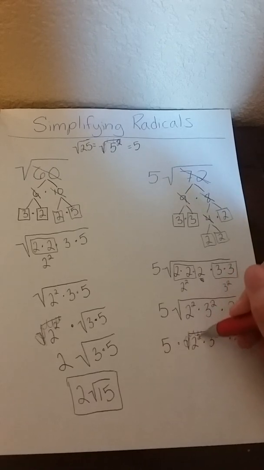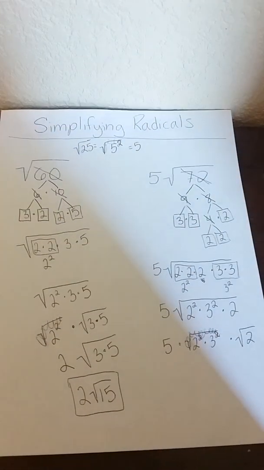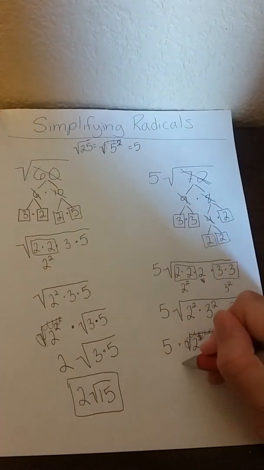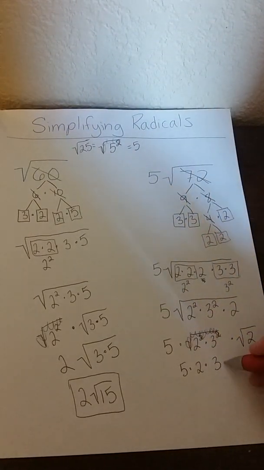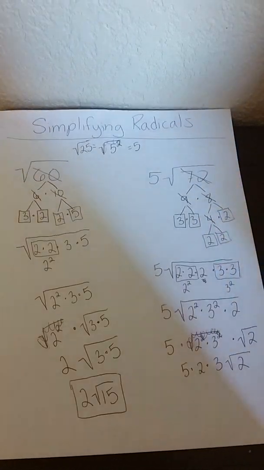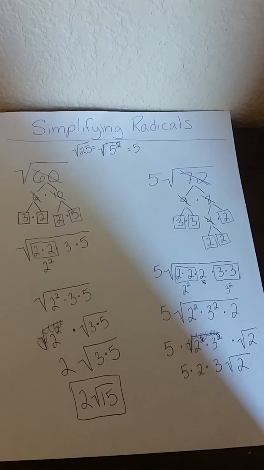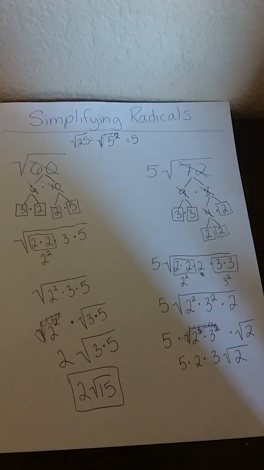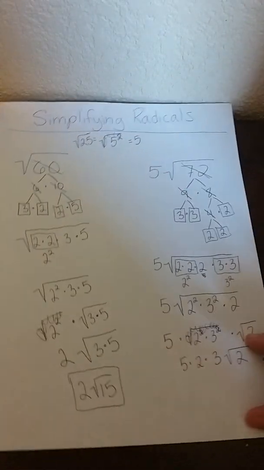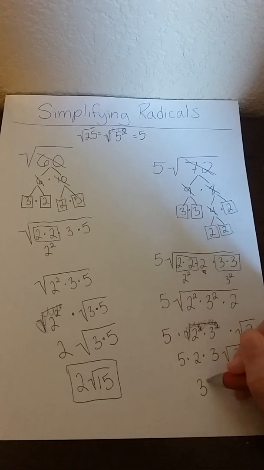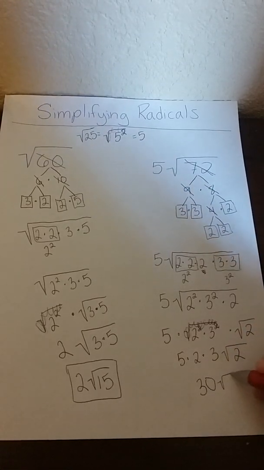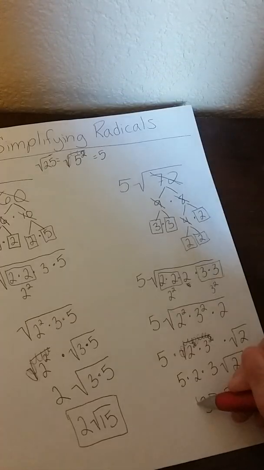These will cross off. The squared and the square root go away. So I'm left with 5 times 2 times 3 on the outside with no square root, and then a 2 on the inside with the square root. I'm actually going to multiply these together. So 5 times 2 is 10 times 3 is 30. So this, simplified, is 30 times the square root of 2.